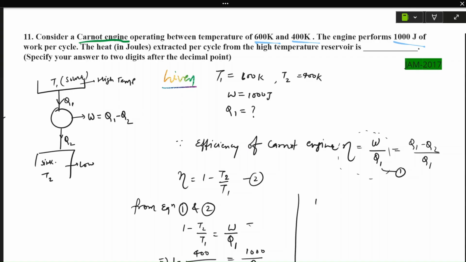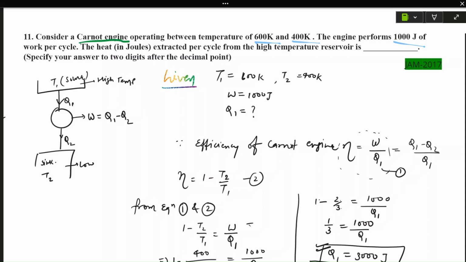So now I can solve it like this: 1000 by Q1. So this is 3 minus 2, 1 by 3 is equals to 1000 by Q1. So now Q1 is equals to 3000 joule. So this amount of heat is absorbed by the system from the source at high temperature T1. Okay, I hope you got it.